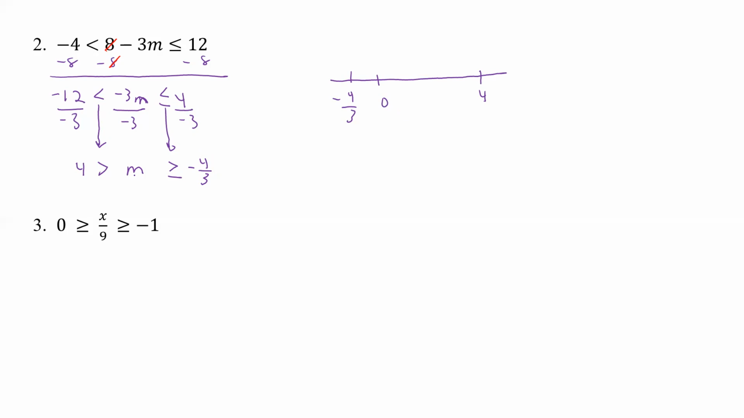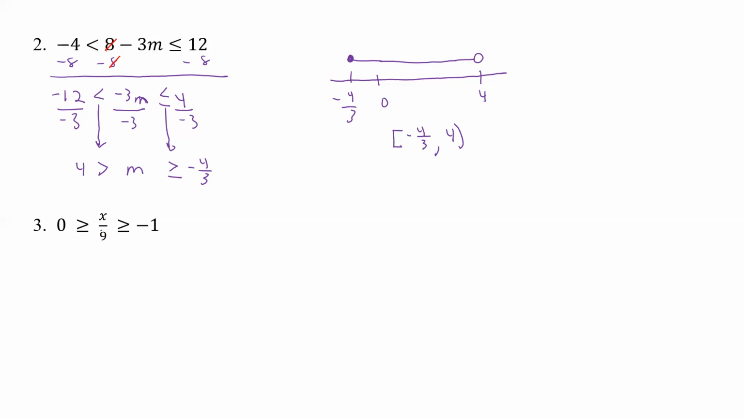Okay, so we know that m is less than 4, so it has an open circle at 4, and it's going that way. But it's greater than or equal to a negative 4/3, so it's going to be a closed circle going that way. And then all we do is we just meet them in the middle, and that would be our solution graphically. Now, in interval notation, we're going to go from a negative 4/3 up to a 4, but that's a parenthesis on that one.